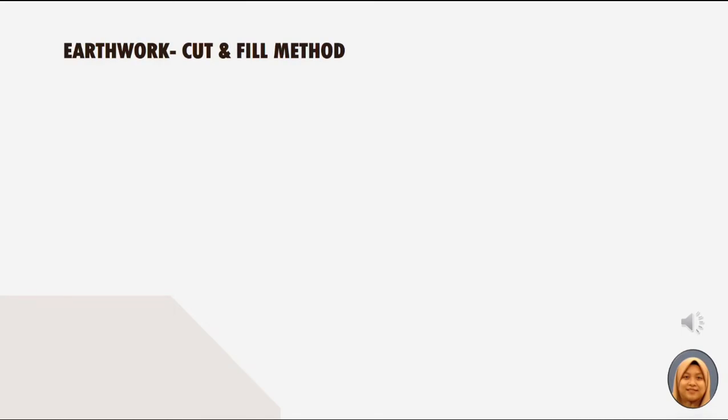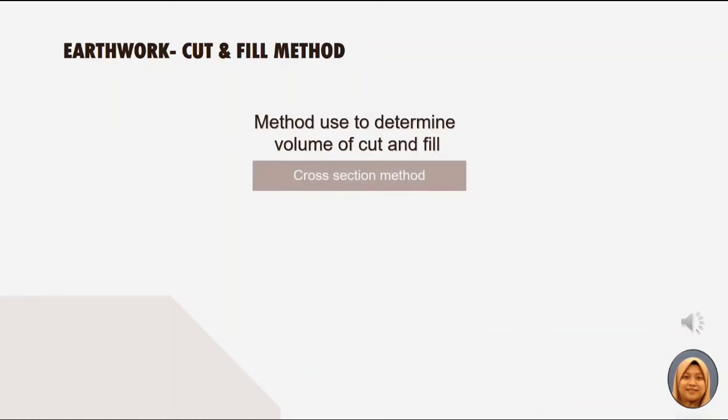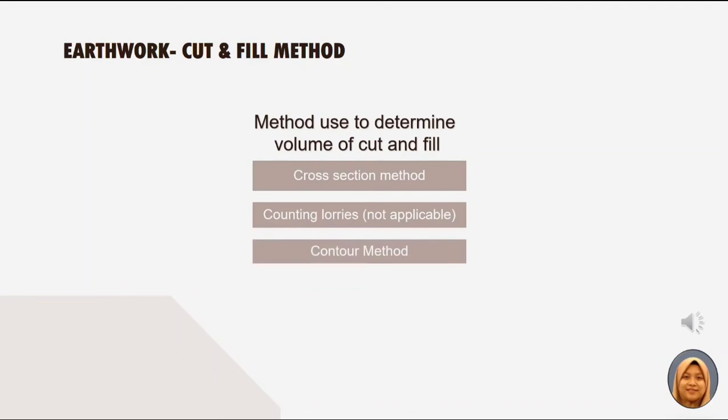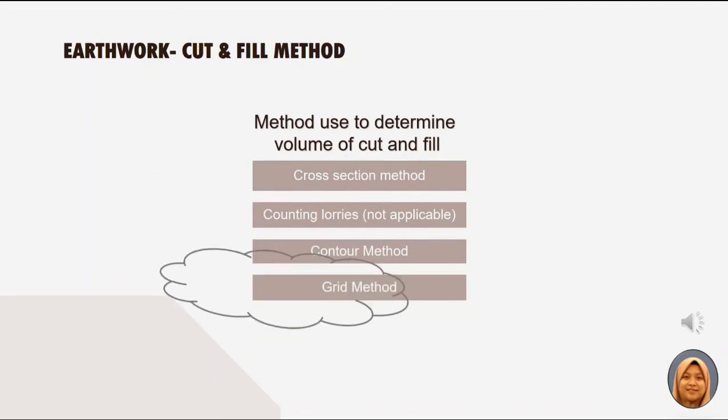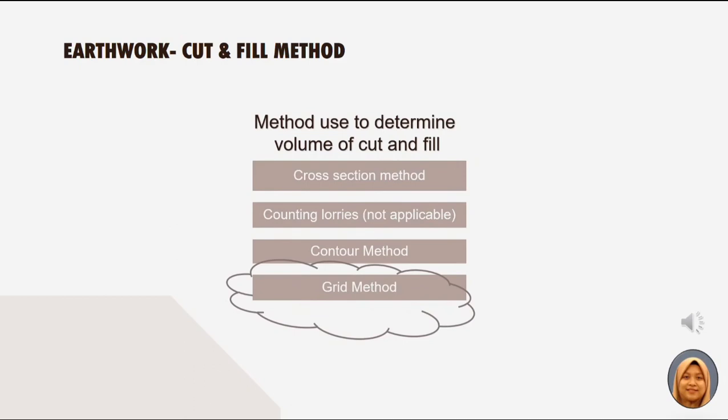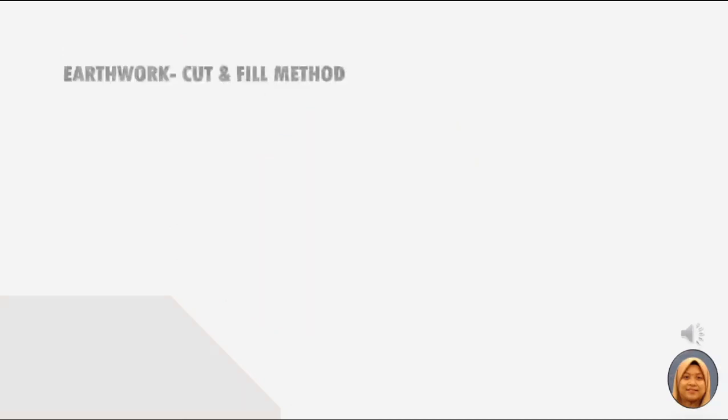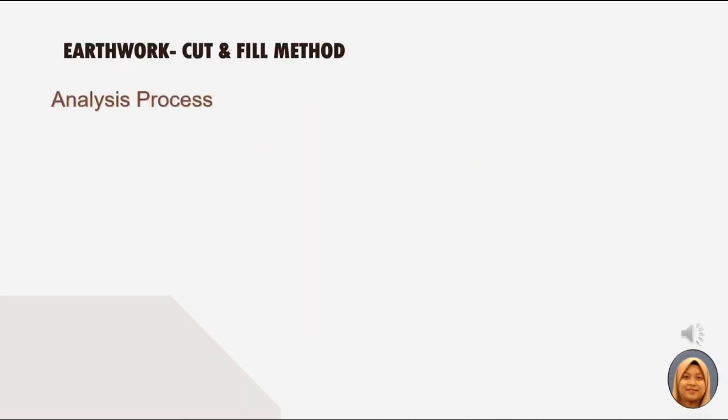There are several methods that can be used in order to determine the volume of cut and fill. First method is the cross-section method. Second, counting lorry, which is not applicable. Third, contour method. And fourth, grid method. In this project, we choose the grid method to be used in order to determine the volume of cut and fill. Now, let's proceed to the analysis process.